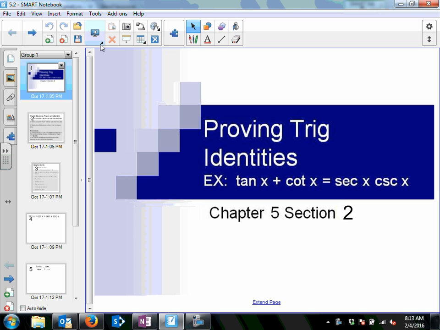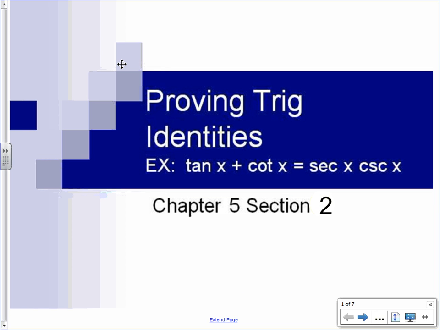What we are going to do today is we're actually going to verify identities. So instead of giving you something that looks like this, tangent of x plus cotangent of x, I'm going to actually tell you what it's the same as. So I'm actually going to give you an equation, and your job is going to be to verify that that is true. Okay? Verify that the tangent of x plus cotangent of x equals secant x cosecant x.